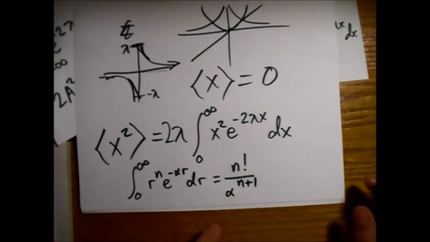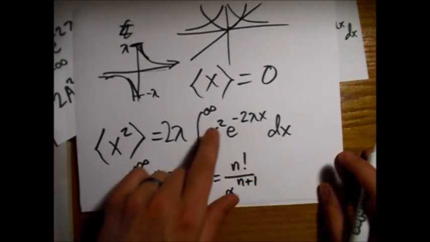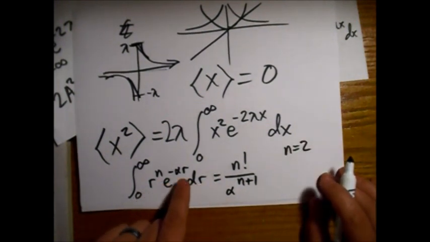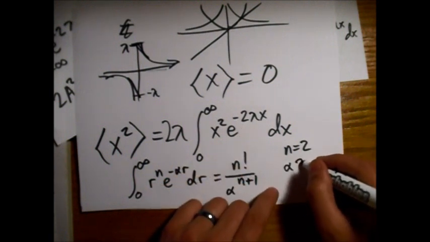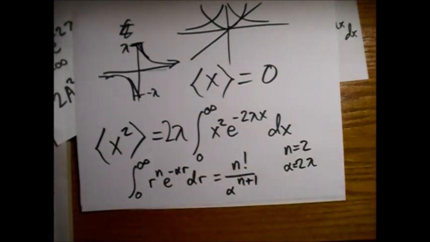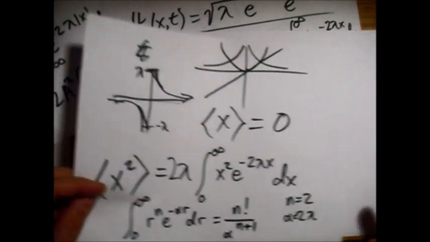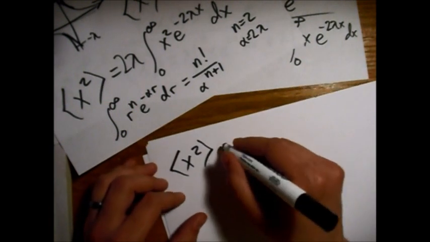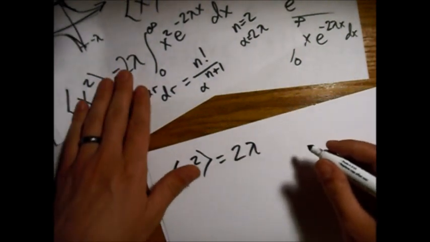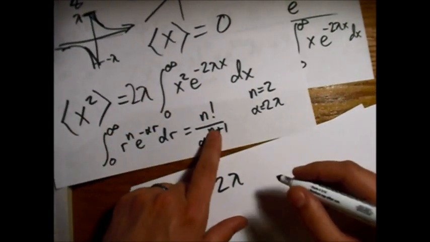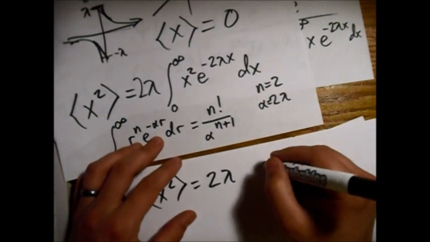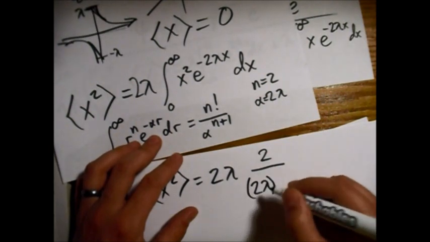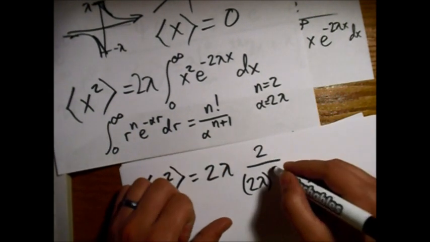So in our case, if we just look at this integral, we have n equals 2, alpha equals 2 lambda, and that's all we need. So our expectation value of x squared is equal to 2 lambda times this part for the integral, where we just have a 2 factorial on the top, which is just 2. And underneath we have 2 lambda to the 2 plus 1, so 3.